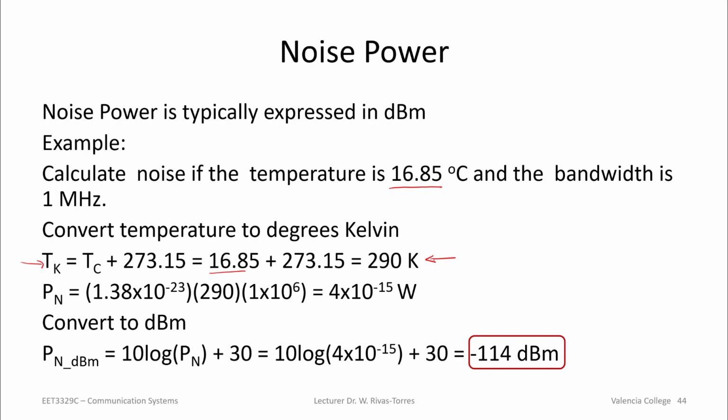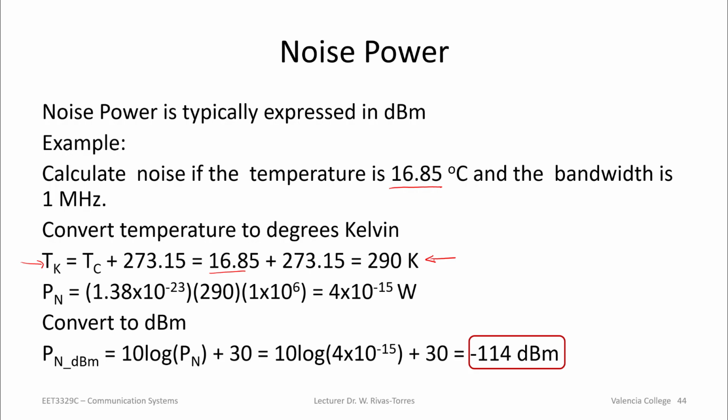Now, noise, we multiply the three factors, right? We said we need to know the Boltzmann constant, the temperature, and the bandwidth, and it comes out to 4 times 10 to the minus 15 watts. Again, here's where you see where dBs come into action, right? That's a really small number.